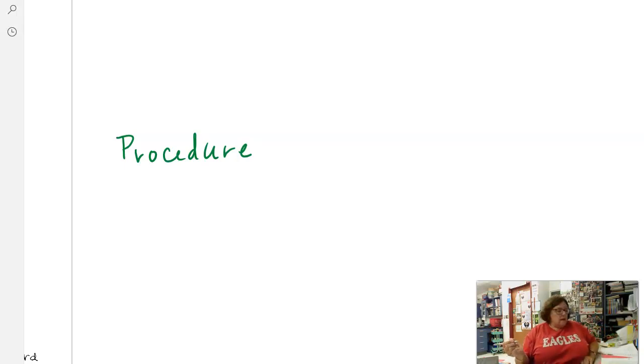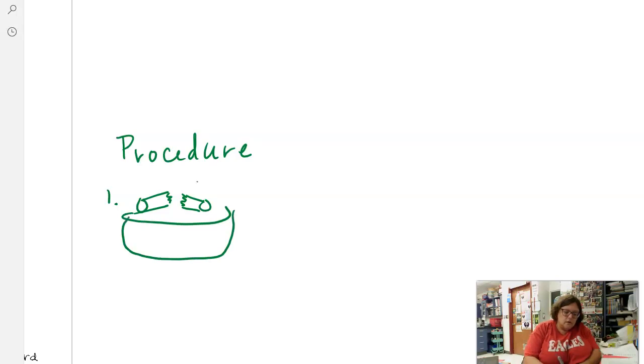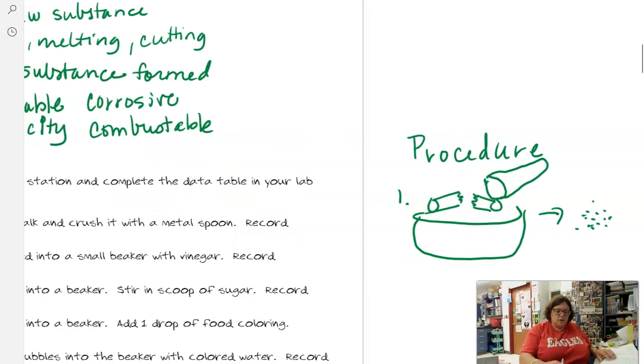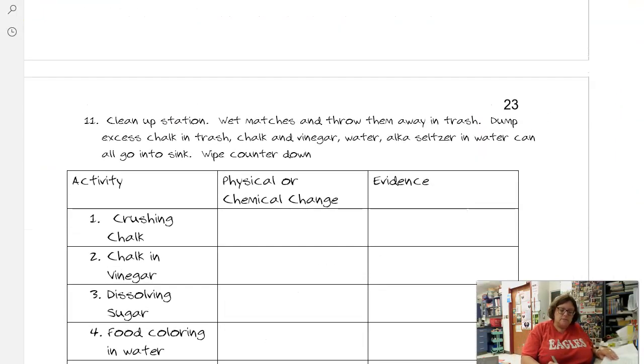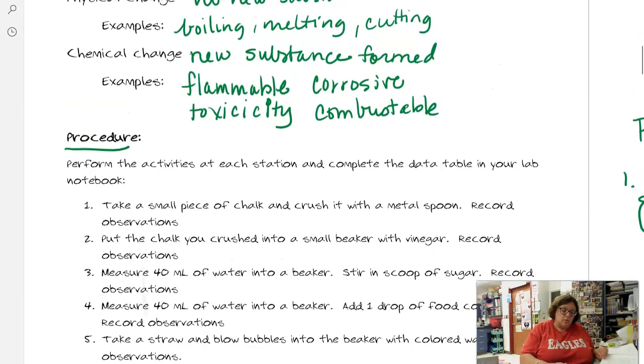All right, so at each lab station, you're going to have some activities. The first thing you're going to do is take a piece of chalk and crush it in the mortar and pestle. The chalk will become powdered. In the second part of your lab notebook, after you do that, you'll write down whether that was a physical or chemical change and what your evidence is.